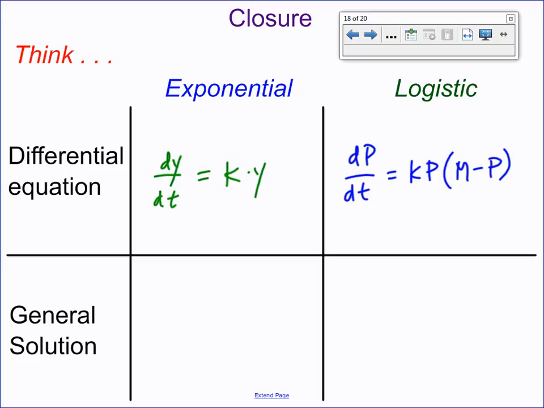Our general solution then for the exponential model goes to what, Sophia? And I'll use e to the kt, that's perfect. And our general solution then on the right hand side, what does that look like? Right, what does that look like, Tyler?